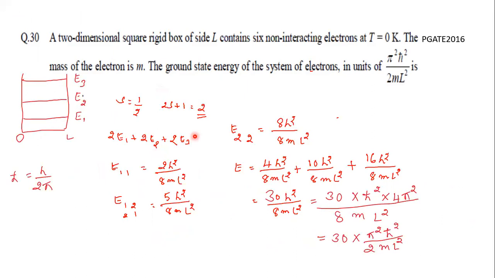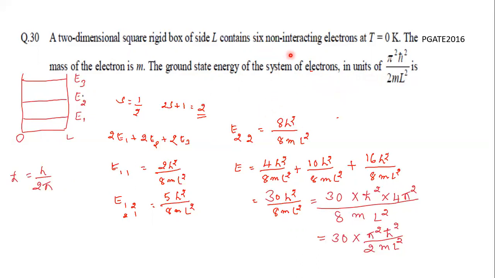In this problem, a two-dimensional square rigid box of side L contains 6 non-interacting electrons at t equal to 0. The mass of the electron is m. The ground state energy of the system of electrons in units of pi square h bar square by 2 m L square is? So we need to find the ground state energy of the electrons.